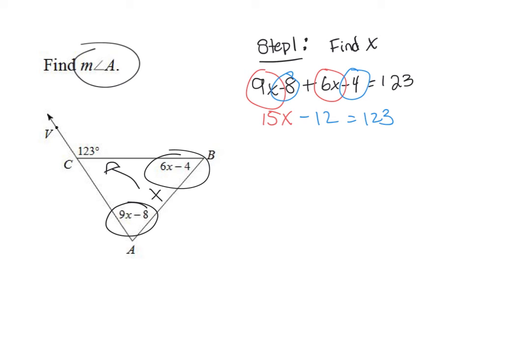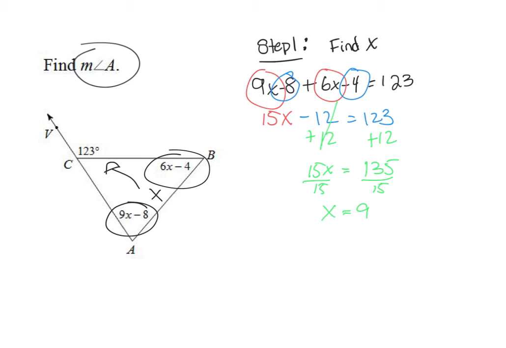So I combined like terms, and now I have a two-step equation. When I add 12 on both sides, I end up with 15x equal to 135. Then I divide by 15 on both sides, so x will equal 9.